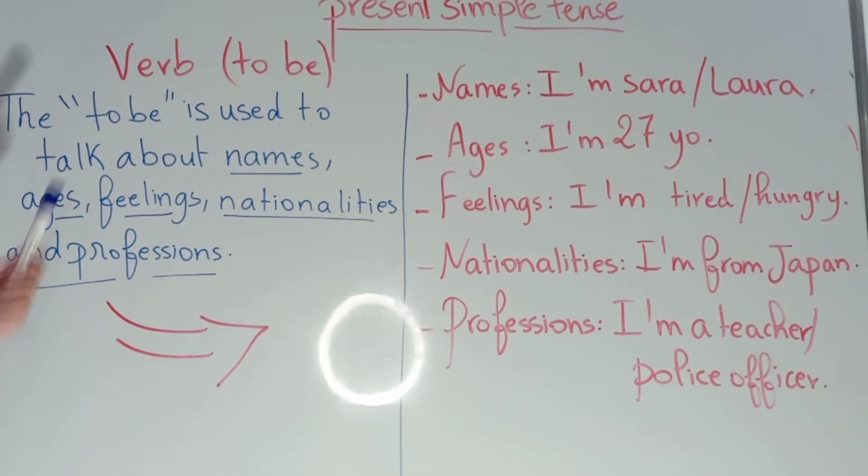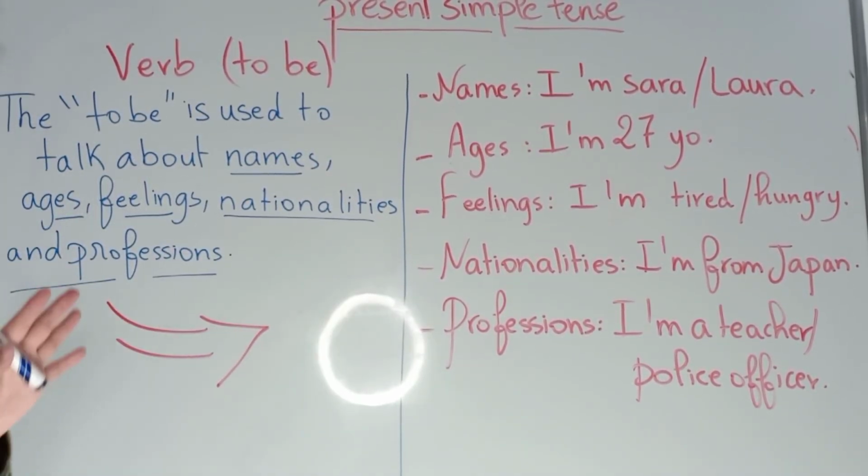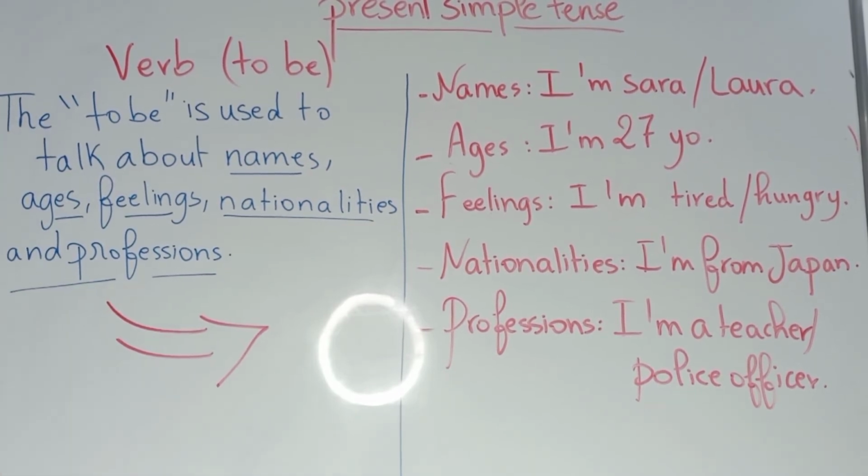Well, basically, this verb is used in the present simple to talk about names, ages, feelings, nationalities, and professions. Don't worry, because here I have a lot of examples for you so that you can know when to use verb to be. Before we move on to the next part, let's just repeat one more time.